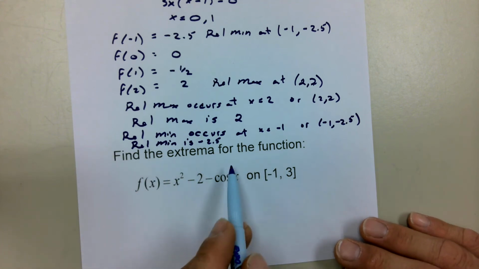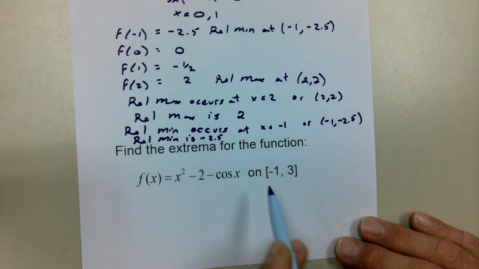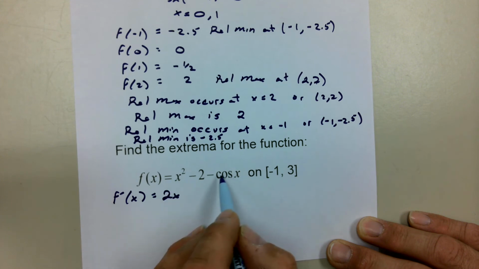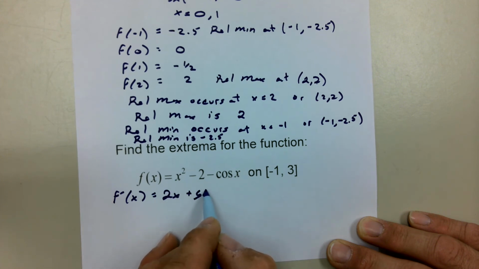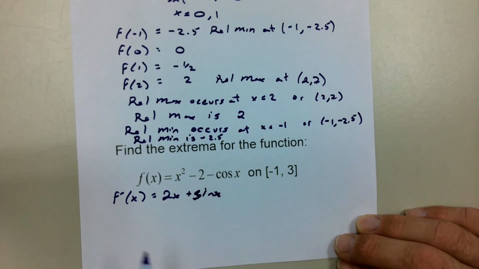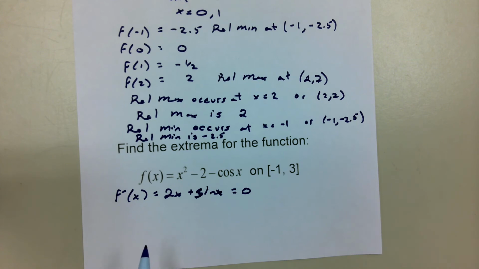We're going to go ahead and find the extrema then on x squared minus 2 minus cosine of x on the interval [-1, 3]. So for our next example, the derivative of x squared gives us 2x, and the derivative of negative cosine is going to be positive sine of x. I'm going to set that equal to 0. That gives us 2x plus the sine of x.